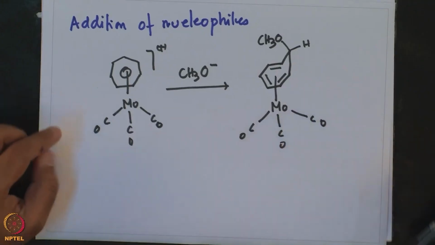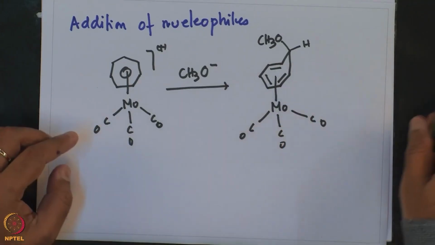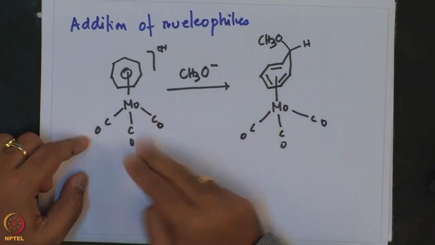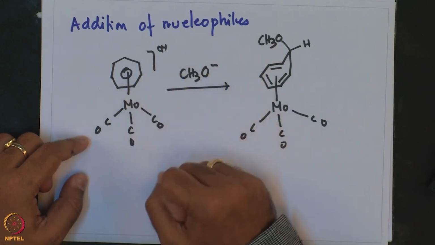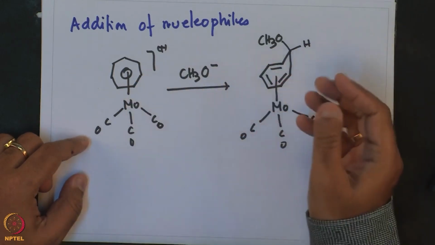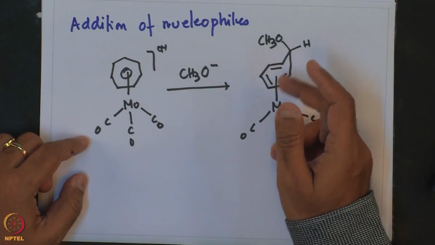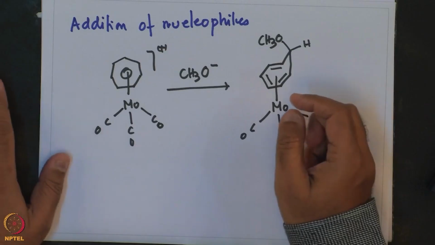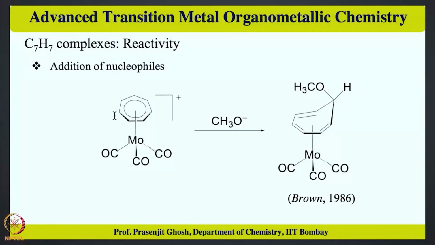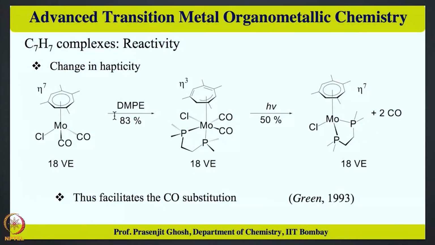And what is interesting over here is that this nucleophile does not attack molybdenum, but instead attacks this C7H7 ring, and as a result this cycloheptatriene is formed. This attack, as discussed over here as well as in other compounds, is exo attack, which attacks from the outer periphery of the ring. Now, another example of change of hapticity is observed over here.